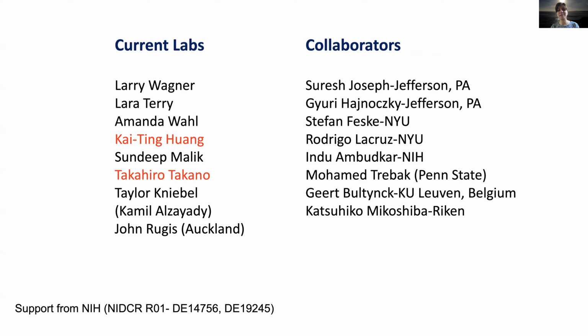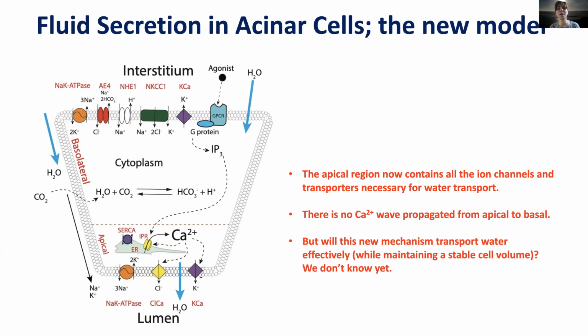Maybe I can start with asking a question about your previous picture, the new view of the cell. So you have here calcium sensitive potassium channels. Why are they there? Okay, the reason you have a calcium activated potassium channel is because you have a calcium activated chloride channel and you want to transport chloride.